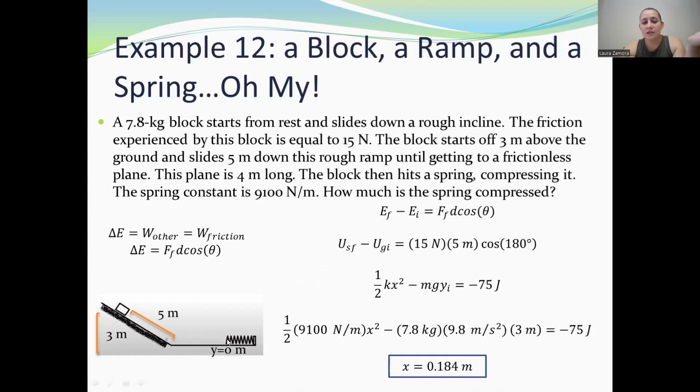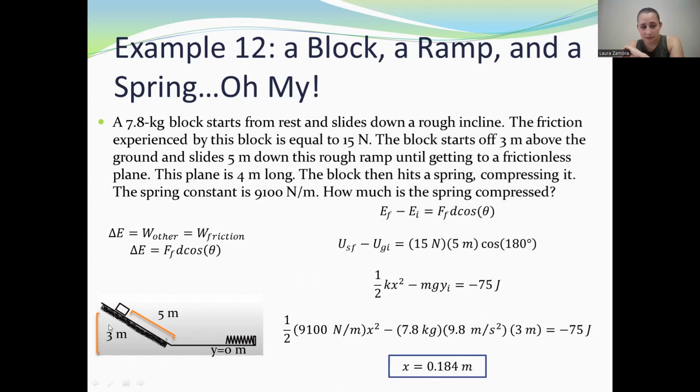And the block, once it's compressed the spring as much as it can, will either stop moving or will change direction as the spring stretches back out. We don't know what happens afterwards, but we don't need to. At that location of maximum compression, the block is momentarily stopped. So the kinetic energy is 0 at that location. And that's why we only have the spring energy as our final energy. There's no gravitational potential energy and there's no kinetic energy once this block has compressed the spring.